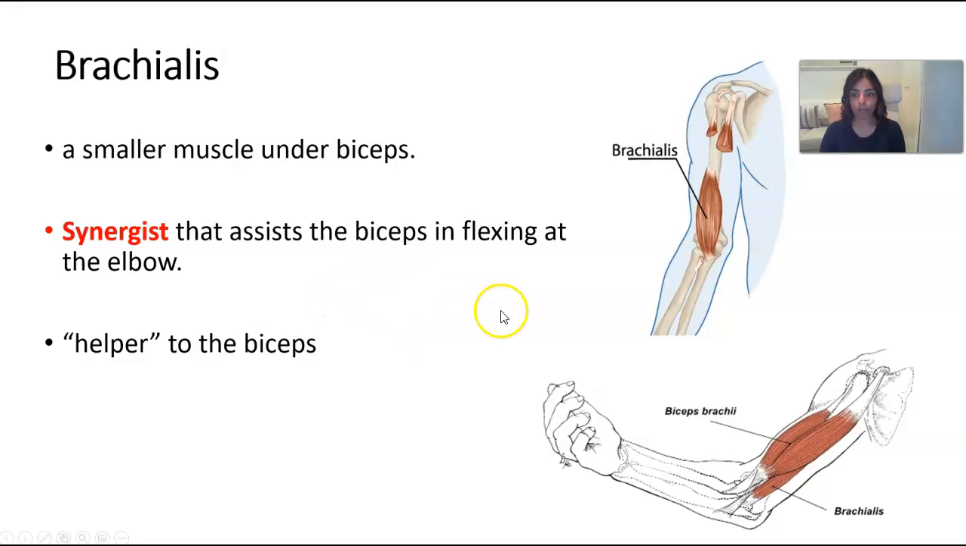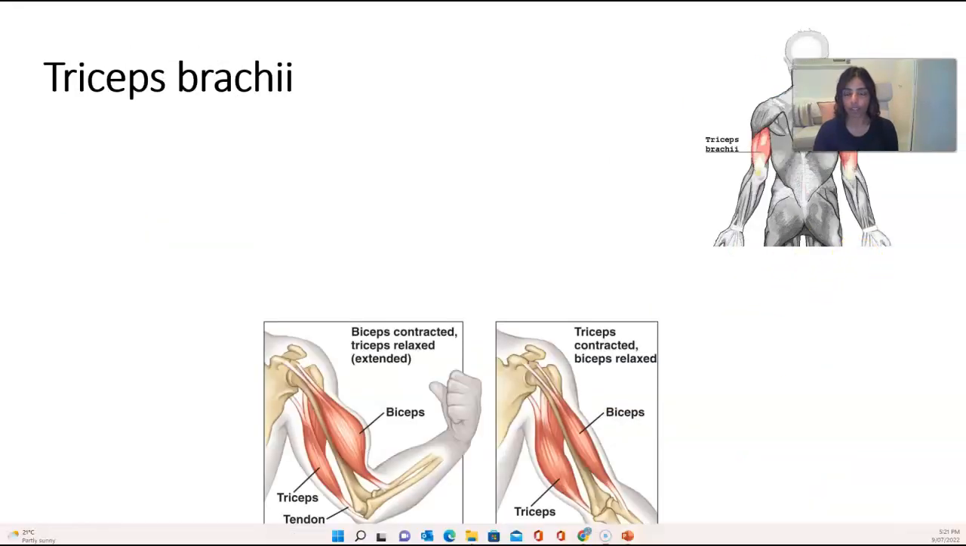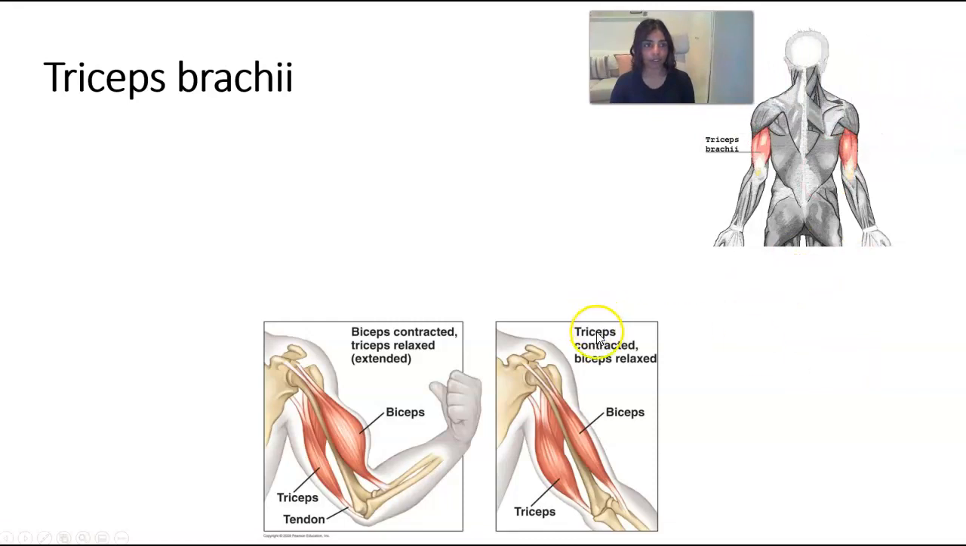Okay, so let's look at brachialis. So this is the smaller muscle that lies underneath the biceps muscle. So these are the two biceps muscles that we looked at before. We've taken them away and we're looking just at brachialis. Now, the reason why we're talking about this muscle group underneath the biceps is because brachialis is a synergist. And this allows for smooth flexion at the elbow. That is, remember, decreasing the angle of the joint between the forearm and the humerus. Now, on the back of the arm, we have the triceps brachii.